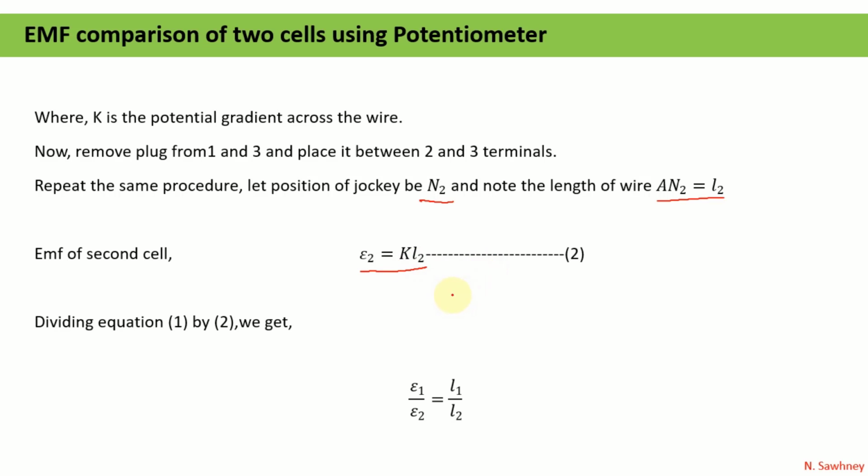Dividing equation 1 by 2, we obtain the ratio of the EMFs of the two cells: E1 upon E2 is equal to L1 upon L2. That is, we have compared the EMFs of the two cells and they came out to be L1 upon L2.